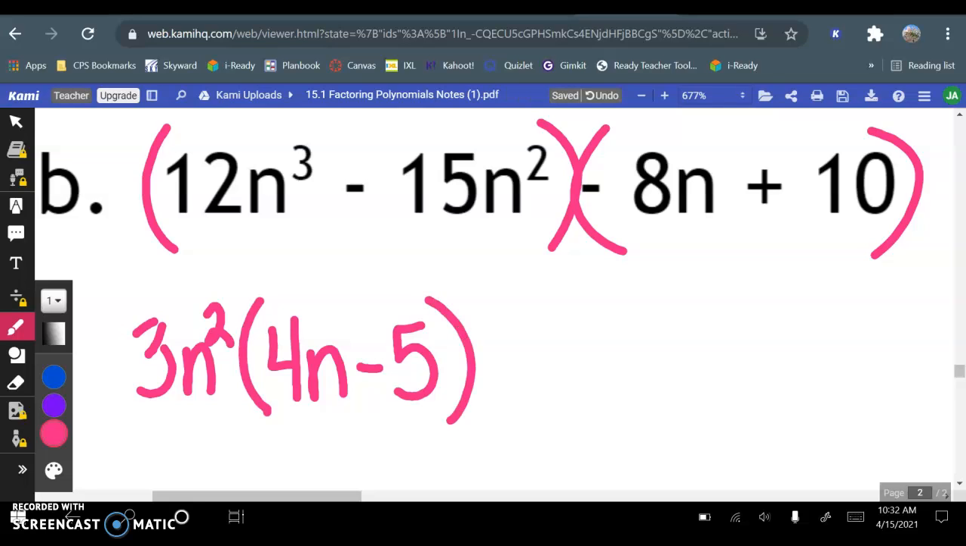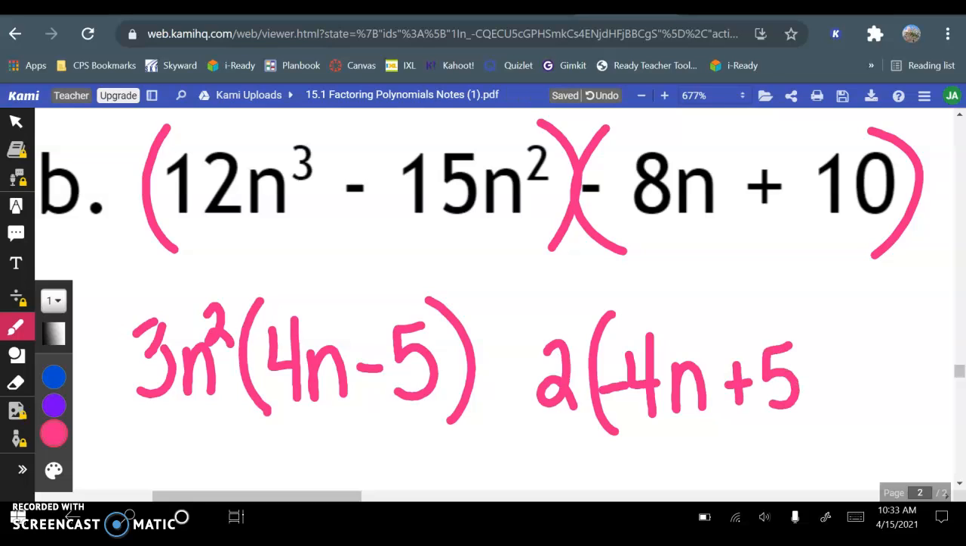And then for the last set, 8 and 10 have a 2 in common, and they don't have n's. So 8 divided by 2 is 4. Negative 4 is a -8. We didn't take the n, and 10 divided by 2 is 5, so plus 5.